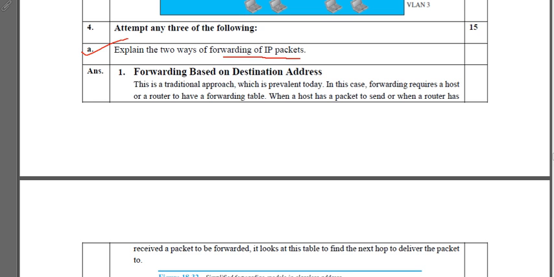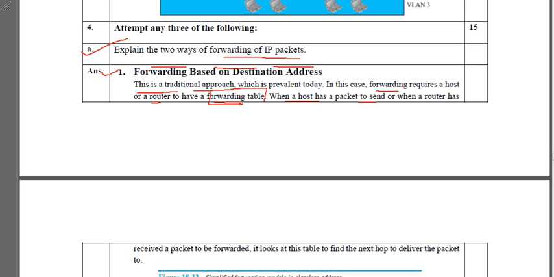So the next topic of the syllabus is the forwarding of IP packets. In that there are 3 types of forwarding of these IP packets. So the first is the forwarding based on the destination address. This is the traditional approach in which the forwarding requires a host or a router to have a forwarding table. ठीक है, तो इसमें जो पैकेट्स फॉरवर्ड होंगे तो उसके लिए फॉरवर्डिंग टेबल का यूज़ होता है.